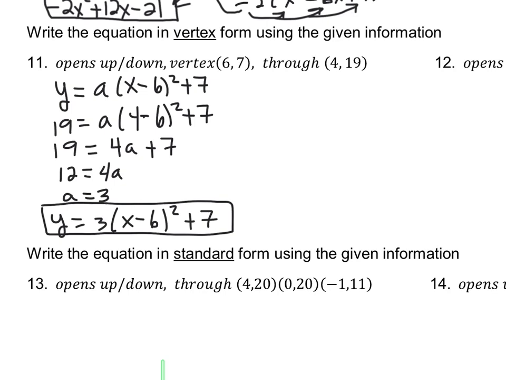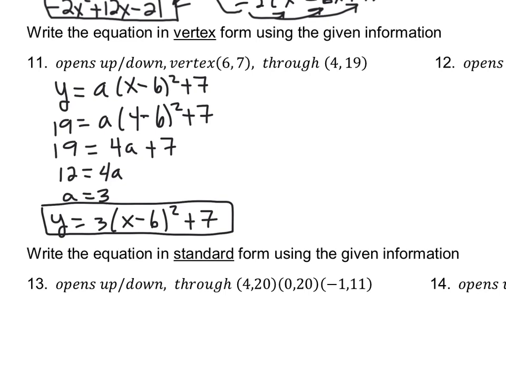And then the next thing I did was, well, I still need to find a. I don't know what that is. So I'm going to use this other point to find a. Well, I plug 19 in for y. I plug 4 in for x. And I simplify. So 4 minus 6 is negative 2. Negative 2 squared is 4.